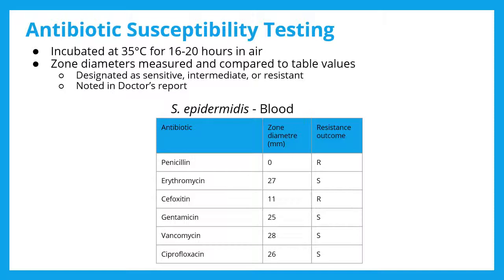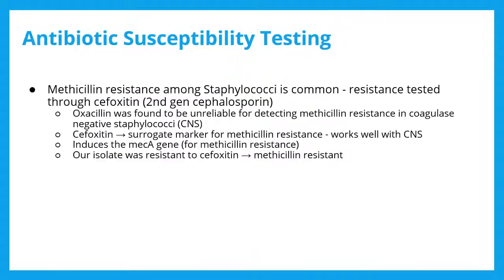In the isolate of Staph epidermidis recovered from the blood, sensitivity was found to erythromycin, gentamicin, vancomycin, and ciprofloxacin. Resistance to penicillin and cefoxitin was detected. Sensitivities of the control strain were also checked.